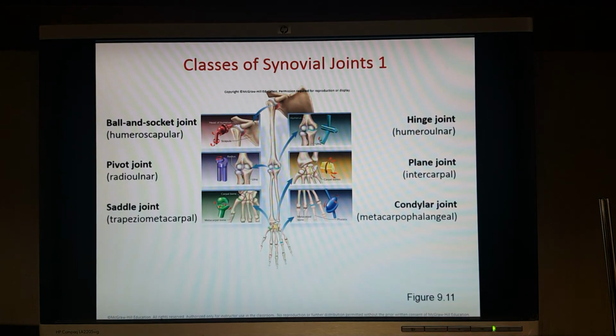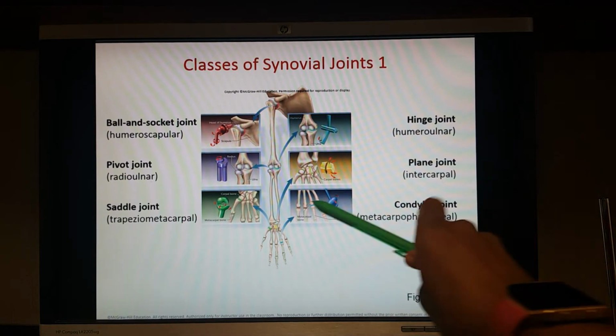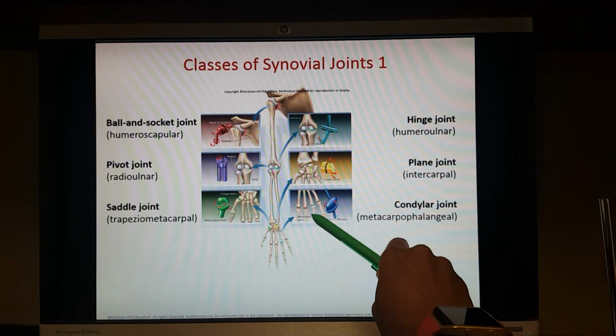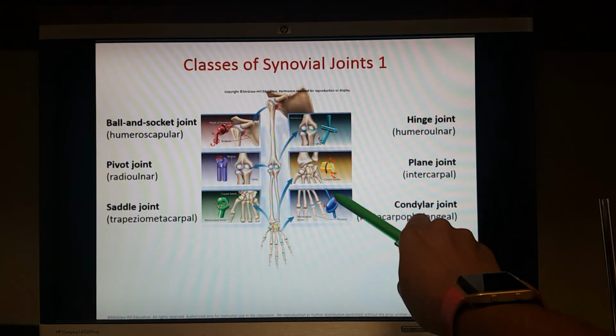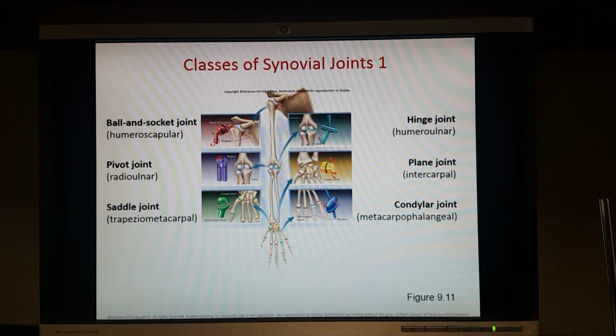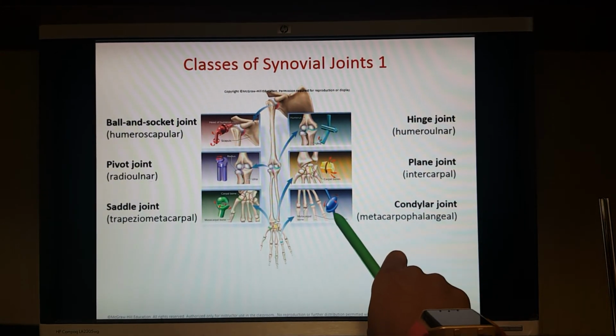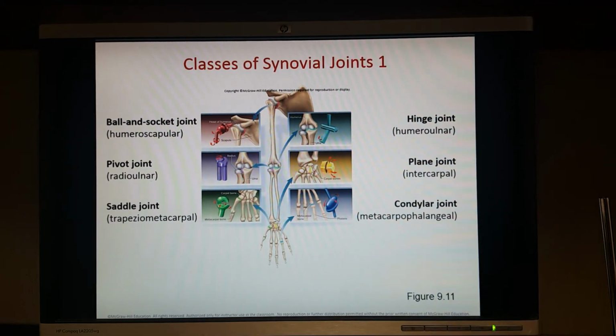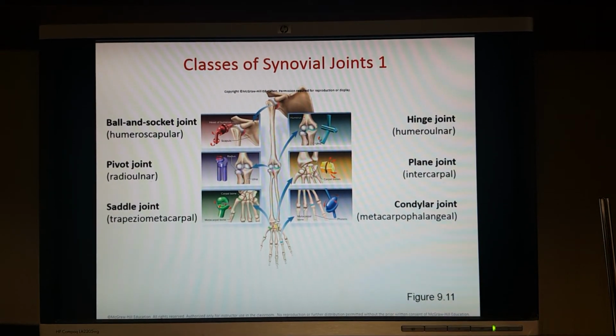Last type of joint is a condylar joint, and this is between the metacarpal bones and the phalanges. So you have one that's more of a football shape, kind of more rounded, and then the other part, for one of the phalanx or phalange bones, is more like a cup that sits in, that holds the joint from the metacarpal. So this also is a biaxial joint, only going in two directions.